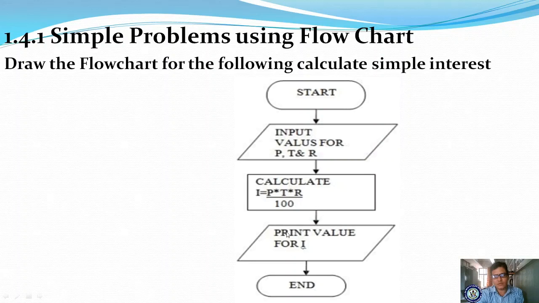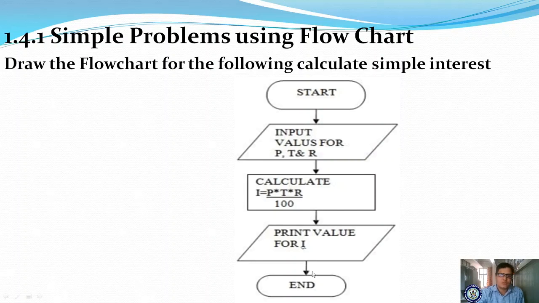Next, the data we have to display. To display, we are using the parallelogram, right? This parallelogram we are using, and which value are we displaying? I value. Got it? Whatever values you have supplied for P, T, R, it will be processed and the result will be stored in I. Now you are displaying. So the arrow indicates step by step flow. After this process, we have to execute the next process. After displaying that, we have to end our flowchart.